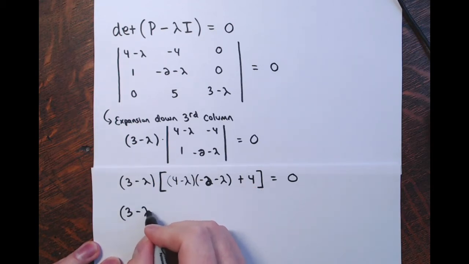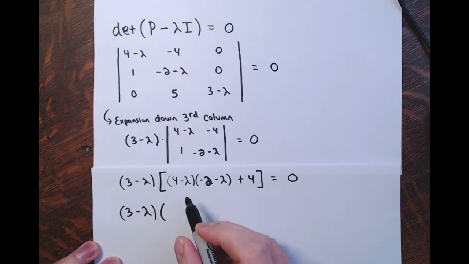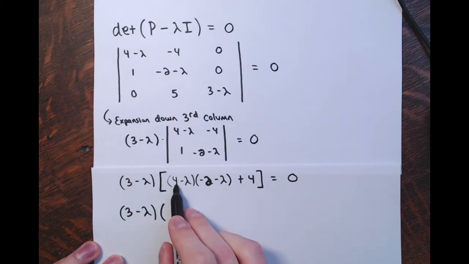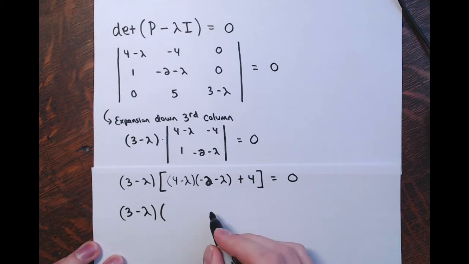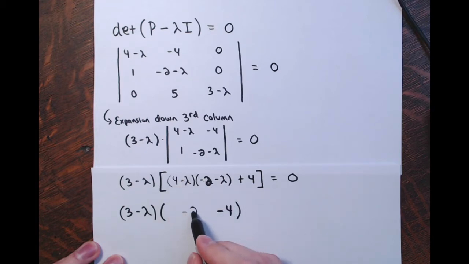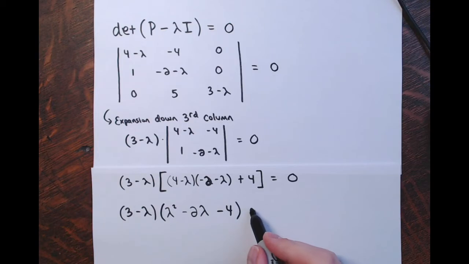So we've got 3 minus lambda. And then in here, I'd have a negative 8, but then plus 4 would be minus 4. Then you have negative 4 lambda plus 2 lambda would be minus 2 lambda. And then the plus lambda squared. Okay, so when that's all nice and simplified, you have lambda squared minus 2 lambda minus 4. And again, when's this equal to 0?